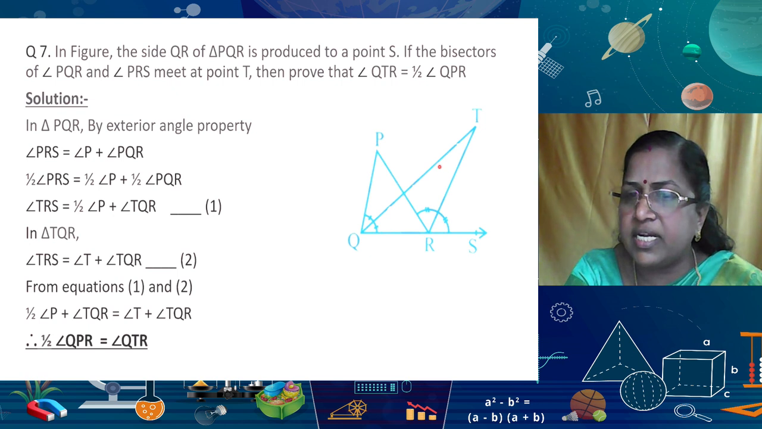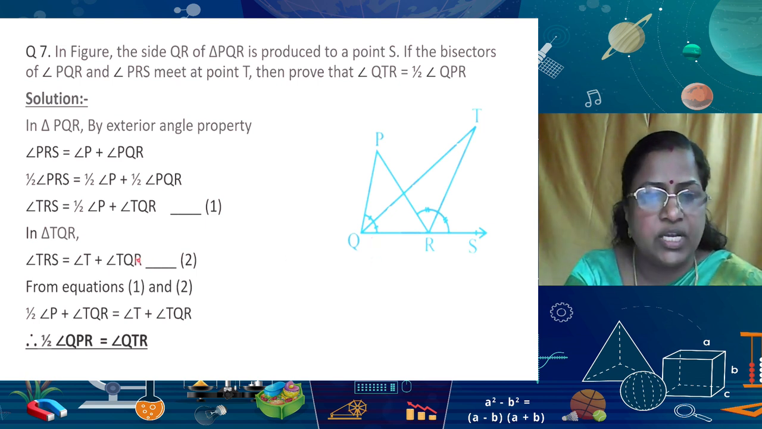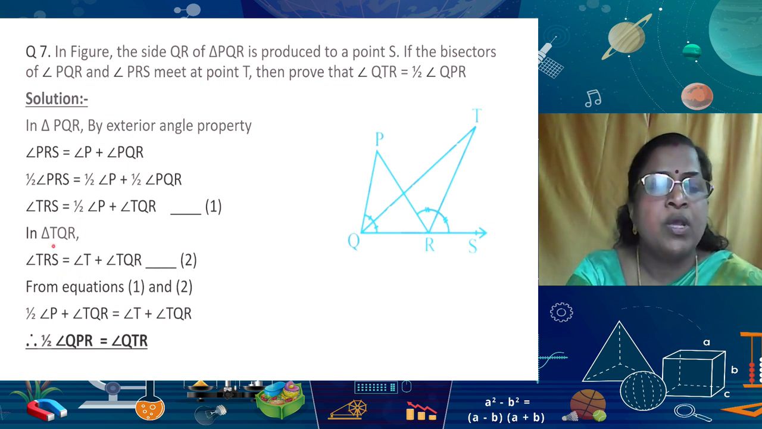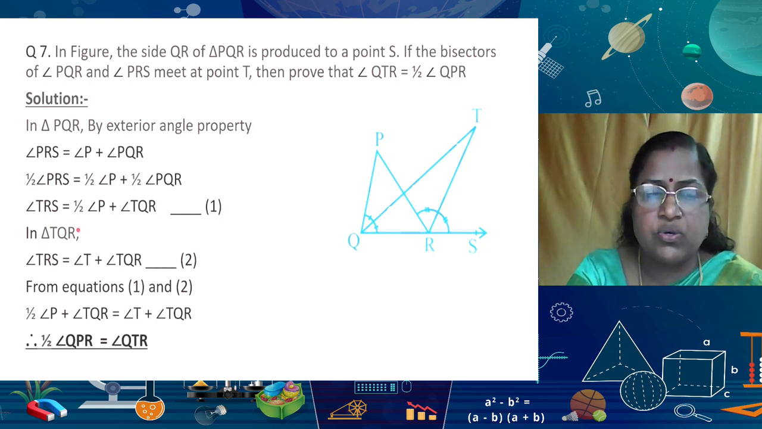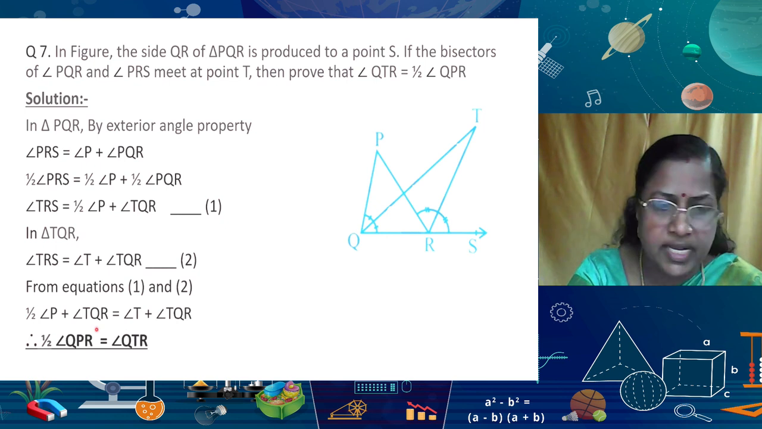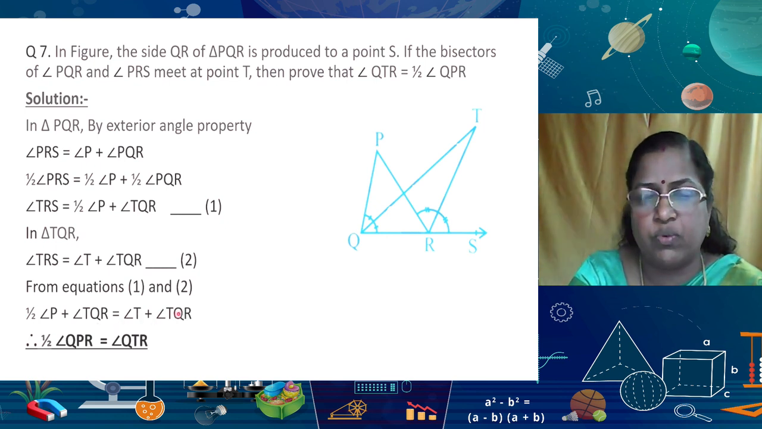Now in triangle TQR, the exterior angle is TRS. So angle TRS is equal to angle T plus angle TQR. This one is the second equation. Here we can see on the LHS of these two equations, both are equal as angle TRS. So we can equate the RHS from equations 1 and 2. We can have half of angle P plus angle TQR equal to angle T plus angle TQR.